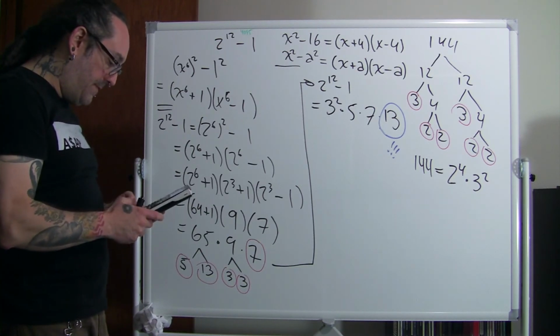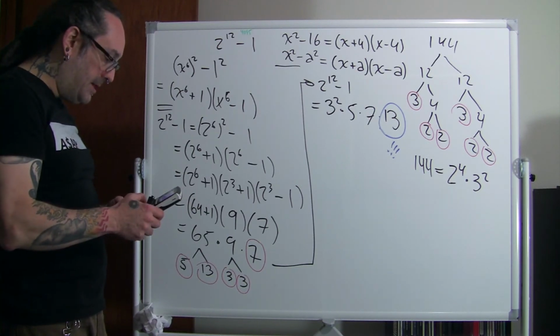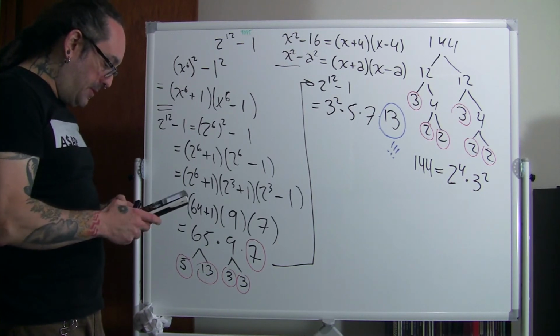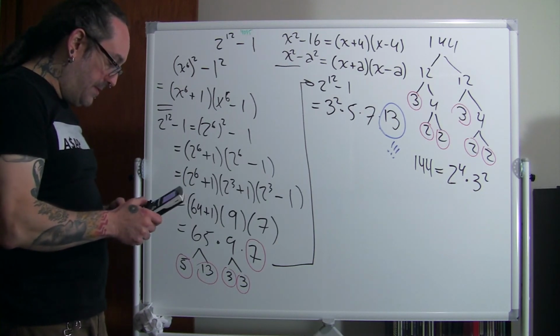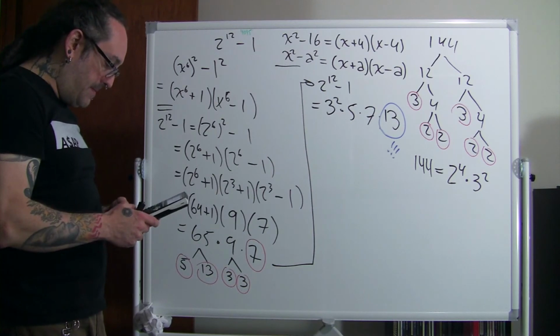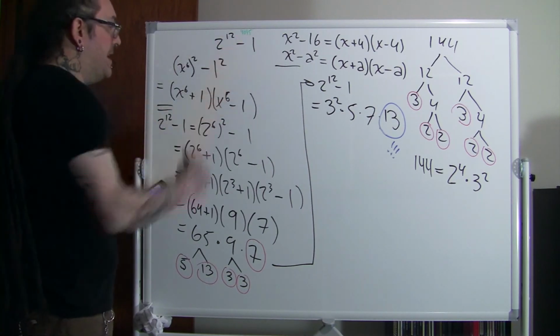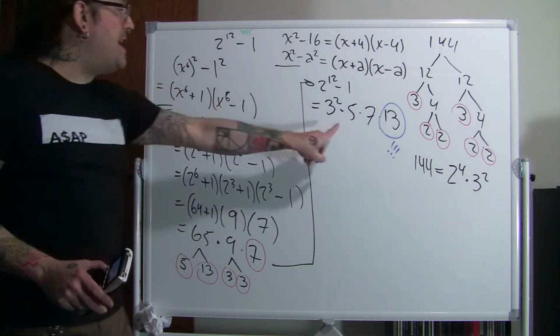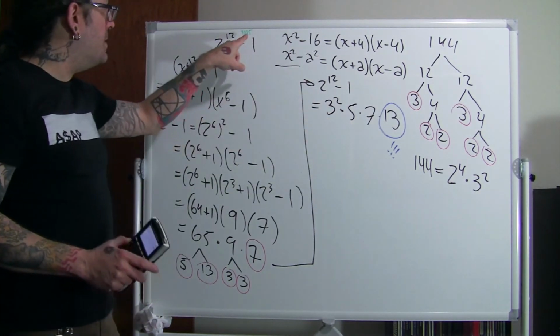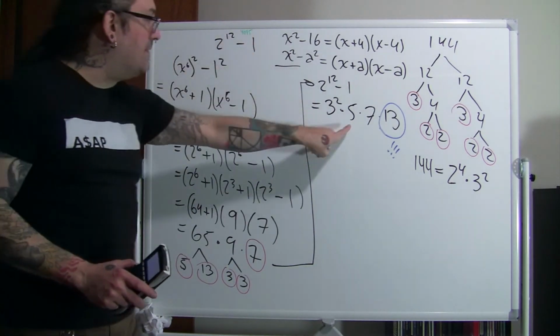2 to the 12th minus 1. Whoops, not in the exponent. 2 to the 12th minus 1. It is 4095. So it does make sense that 5 is a prime factor because any number that ends in 5 or 0 is divisible by 5.